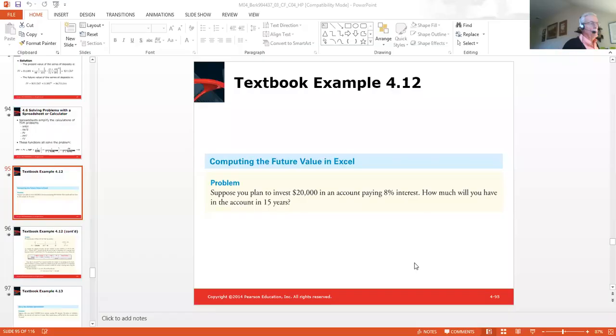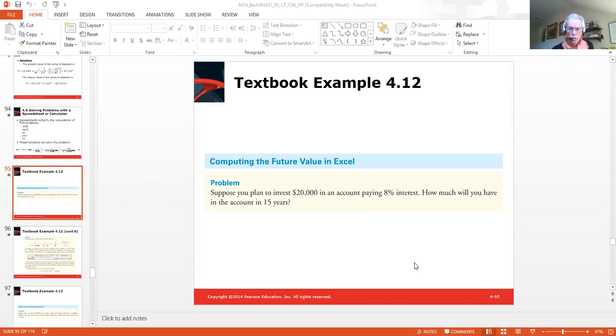And we'll solve some additional problems. In this case, our problem is stated as follows. Suppose you plan to invest $20,000 in an account paying 8% interest. How much will you have in the account in 15 years? So you're given a present day amount. You're going to grow it into the future. So we're going to likely use the FV function to solve that problem.